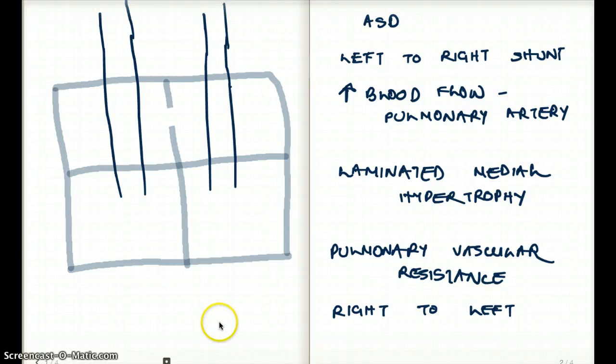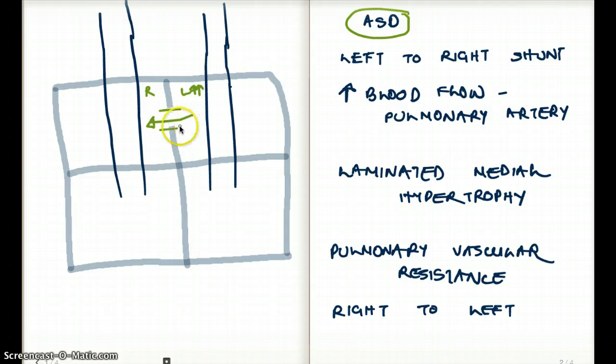This video talks about how ASD can lead to Eisenmenger syndrome and how surgery is important, talking about all of them, starting from ASD. So there is an opening between the two atria, with flow from the left side to the right, because the pressure in the left side is higher than the right side.